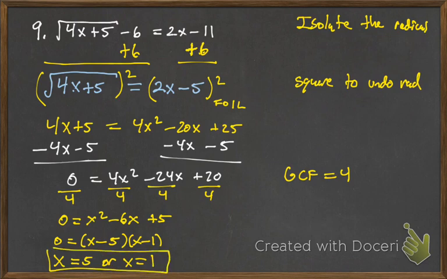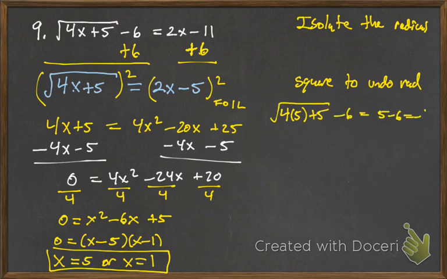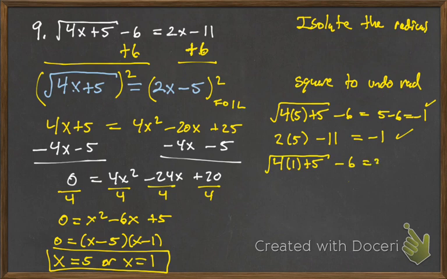Okay, so our roots are 5 and 1, but we do need to run them through and check them in the original formula, so we'll check it on the left-hand side and the right-hand side. So checking the left-hand side, we get 5 minus 6 is negative 1, and then on the right-hand side, 10 minus 11 is negative 1. So 5's good, and then we'll plug in 1, and we got 3 minus 6, negative 3. Plug it in on the right-hand side, and we're going to get negative 9, and those two things are not equal, so we throw out the 1. So long.